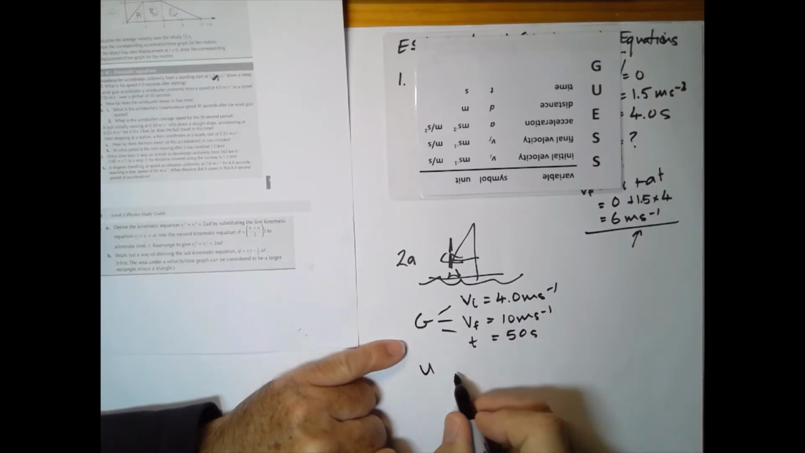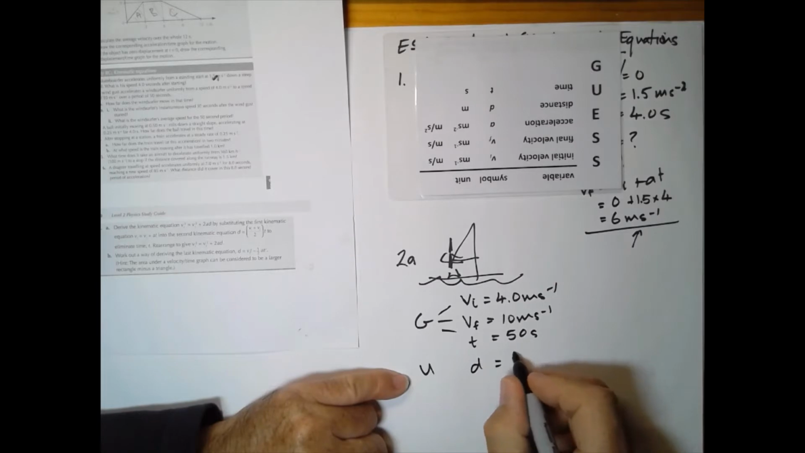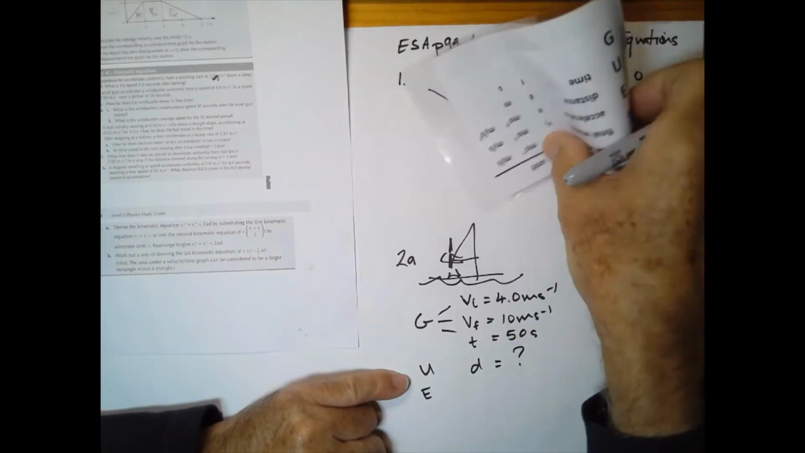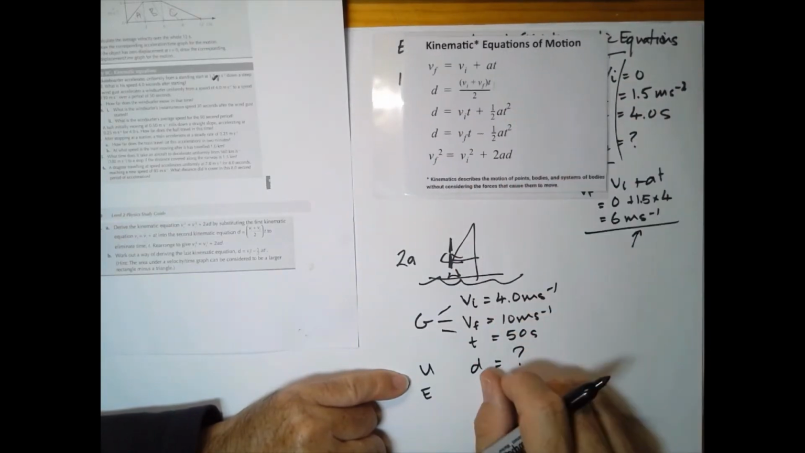Our unknown is how far does he move? Distance equals, we don't know. What's an equation which ties all of those together? I've got all of my equations. I just laminated them in a sheet so that I can have a quick look at them.